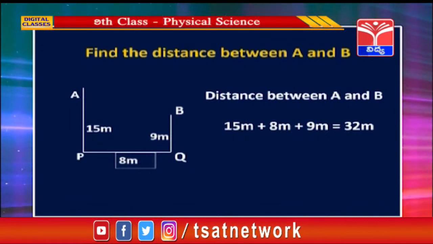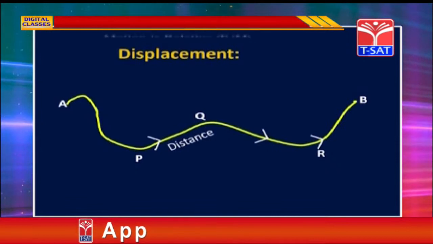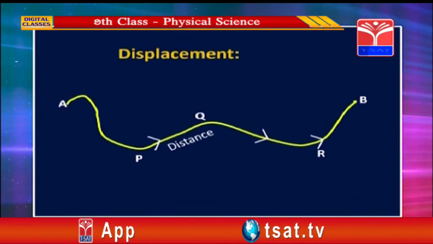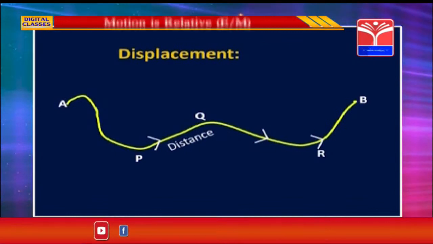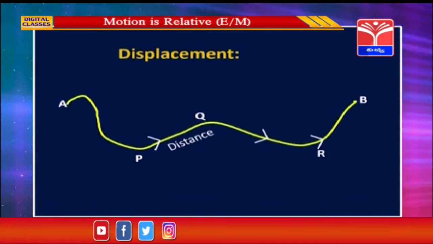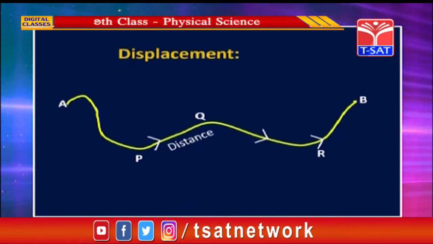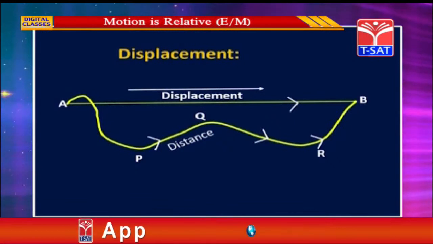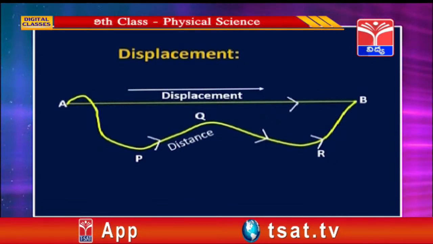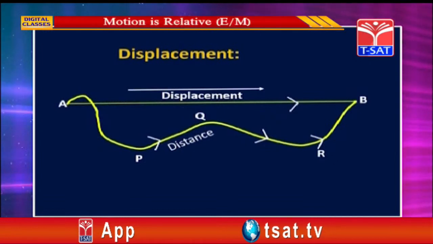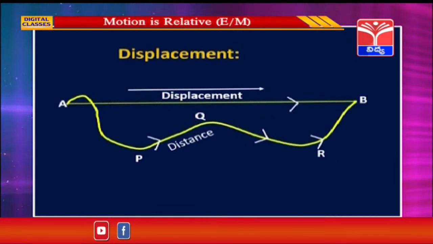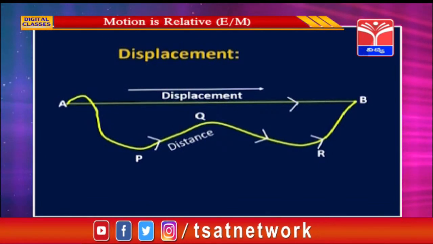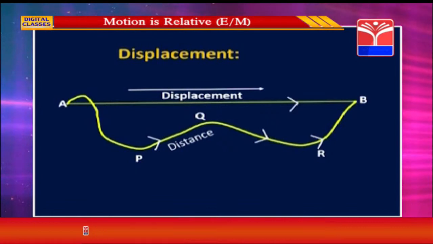32 meters. Now children, consider the same path of the rabbit which has moved from point A to point B. Irrespective of this path, there is a quantity which is called displacement. Displacement is the change in position of an object in a particular direction. When an object has moved from point A to point B, here the ray AB gives you the displacement.